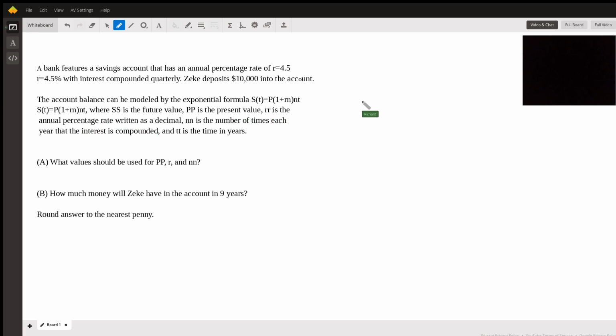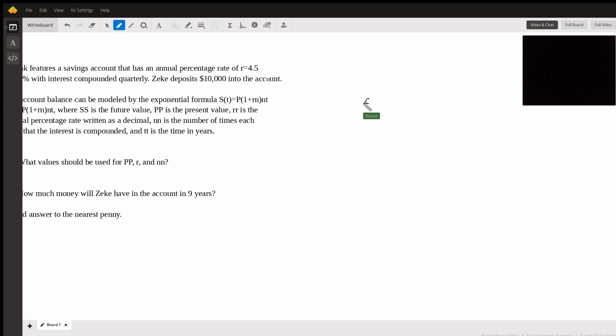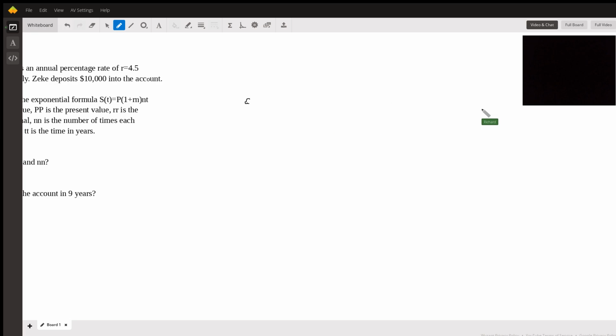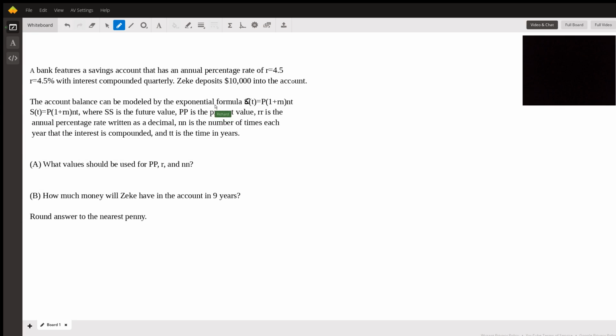This is the correct formula is S of t. Oops, sorry about that. Let me just fix that. Sometimes that happens here with my stylus. Sometimes the system doesn't like my stylus. Okay, let's do it again here. Sorry about that. So we'll do S of t here.